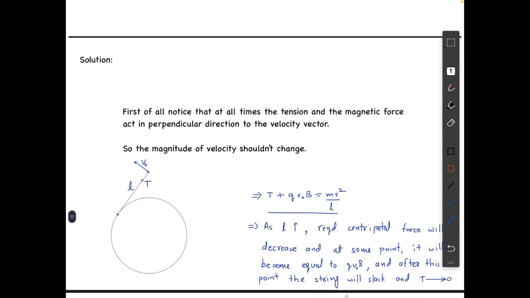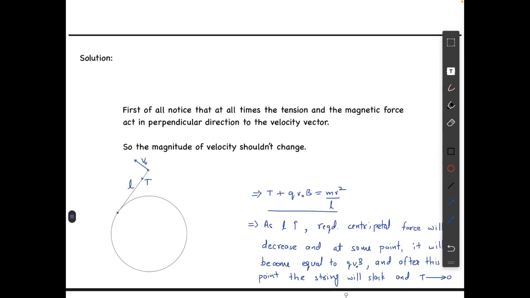First of all, we have to notice that at all times the tension and the magnetic force act in a direction perpendicular to the velocity vector, so the magnitude of velocity won't change. Now let's consider it has unwound to a length L, and the tension in the string at this point is T, and the velocity won't change, so it's v0. So from here we can write T plus Qv0B equals mv² by L.